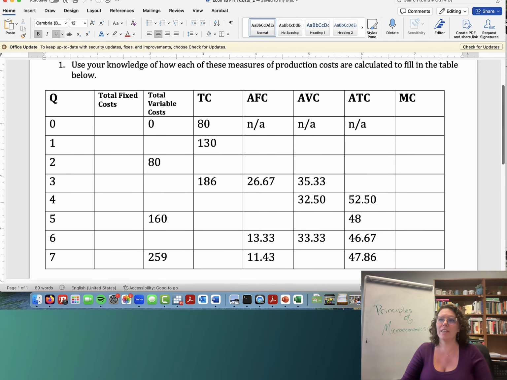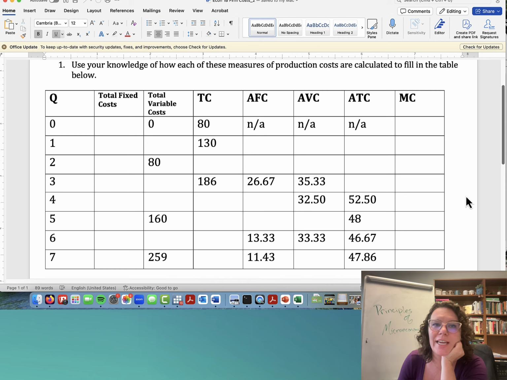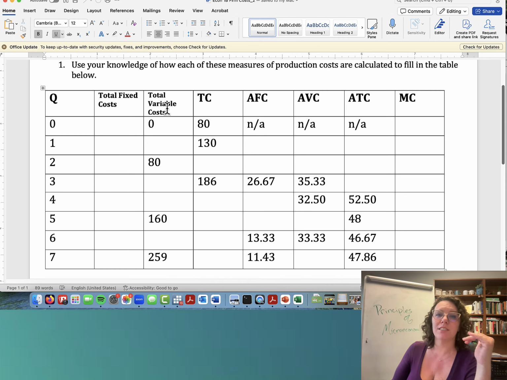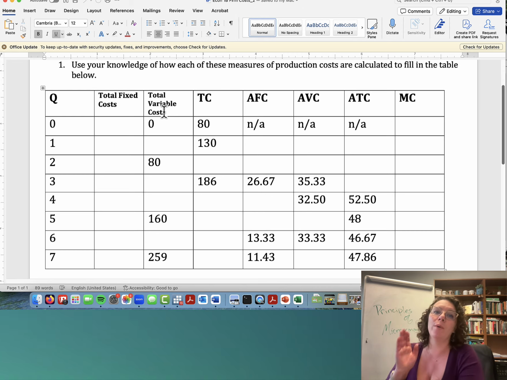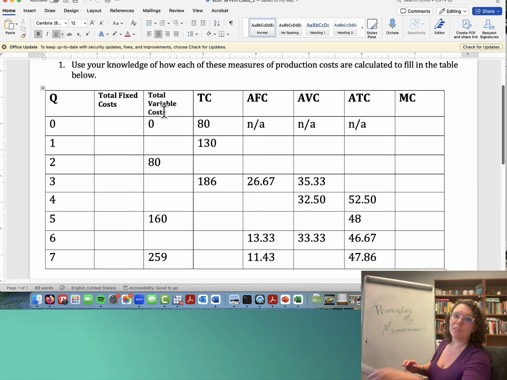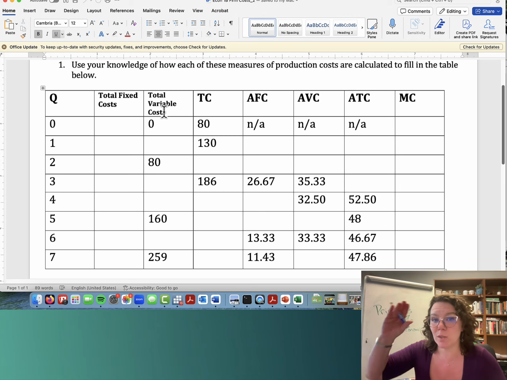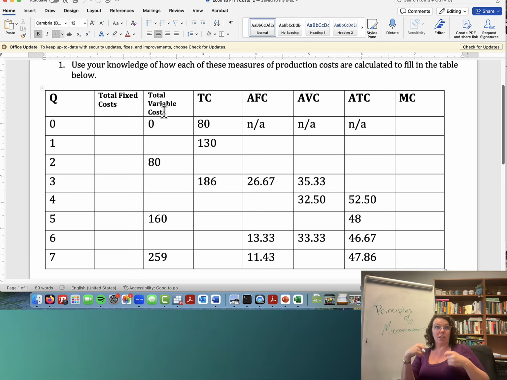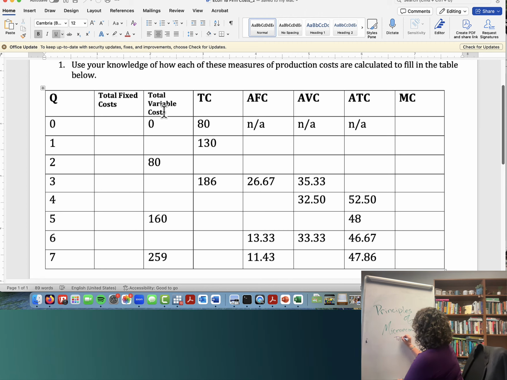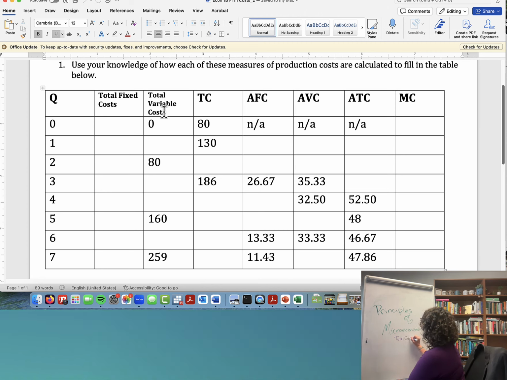Okay, so this table has a list of prices. We have our fixed costs, our variable costs, our total cost, average fixed cost, average variable cost, average total cost, and then marginal cost. What we want to remember here is that all of these are very straightforward in terms of what they mean and what they say. Our fixed costs are costs that don't change as we scale production up and down, and our variable costs are costs that do change. They're going to tend to go up as quantity goes up. And then total cost is just going to be fixed costs plus variable costs.